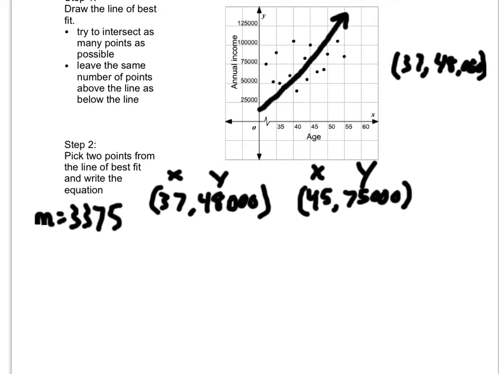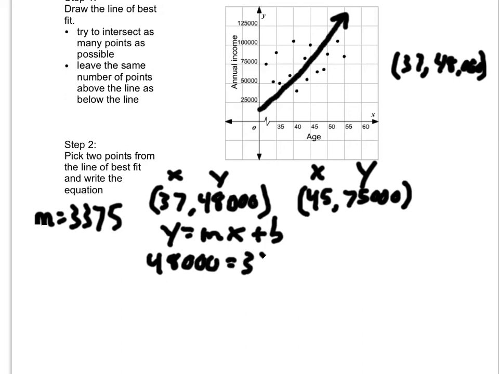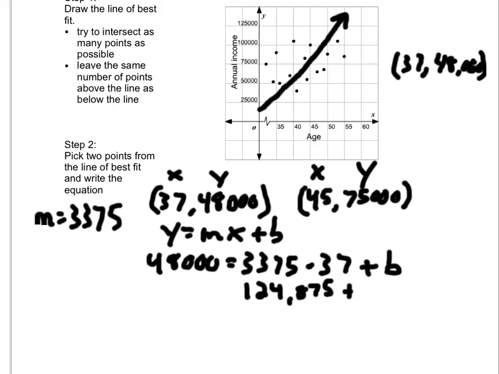We just found that. Now I need to plug into the y equals mx plus b form, again, to find my b. And Mr. Ayres likes using points that have smaller numbers, because they're usually easier to work with. So instead of y, I'm going to put in 48,000 equals m, which was 3,375, times x, which was 37, and plus b. Well, 3,375 times 37 is 124,875.